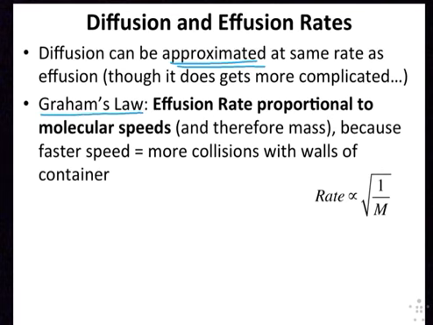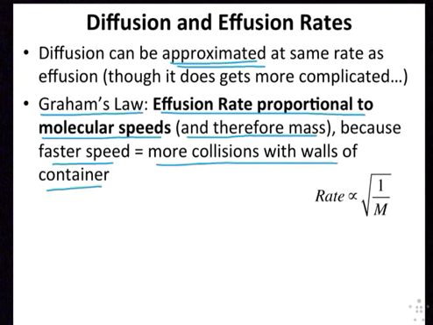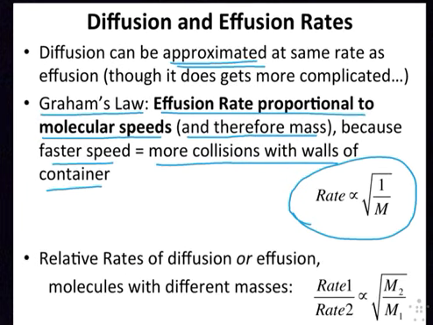So again, it's just a series of observations made about the way molecules behave. And what it says is that the effusion rate is proportional to the molecular speed, and therefore inversely proportional to the molecular mass, because faster speed equals more collisions with the walls of the container. Same thing that we just said. So the effusion rate is equal to the square root of 1 over the molar mass. That comes from that equation for molecular speed. And so just like we compared for the oxygen and the helium, the relative rates of diffusion or effusion are going to be inversely proportional to their masses.